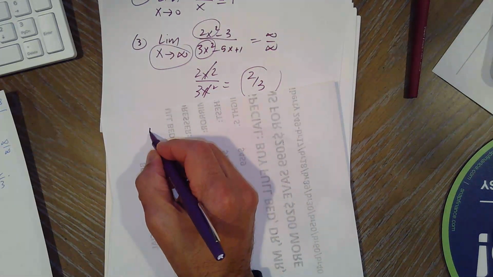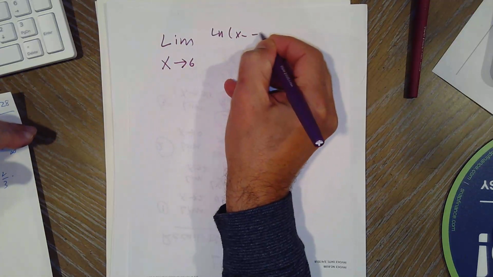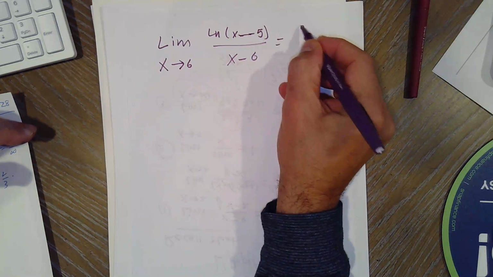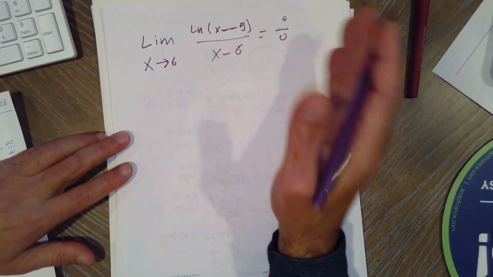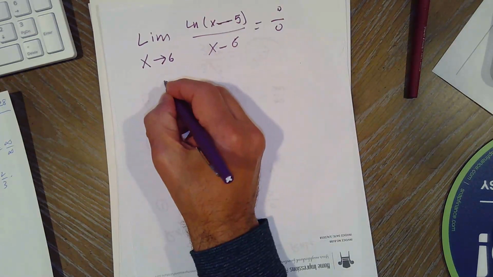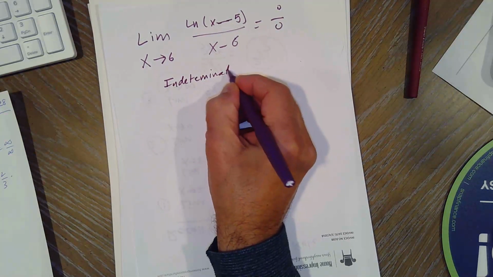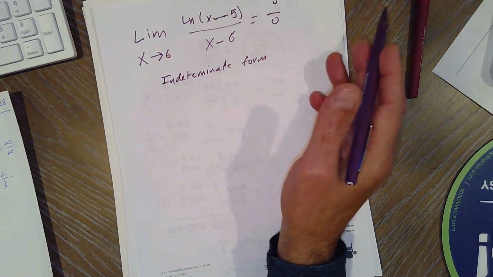What about something like the limit as x goes to 6 of ln of x minus 5 over x minus 6? So we get ln of 1 is 0, 6 minus 6 is 0, and we can't factor, we can't rationalize, so we're stuck. This is 0 over 0, which is what we call indeterminate form, but it cannot be done using the old technique where we can factor or rationalize or all that.